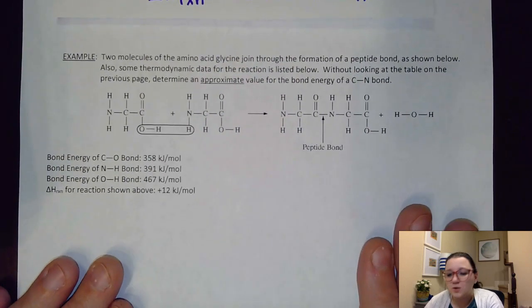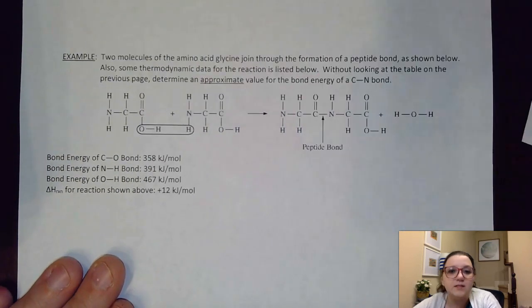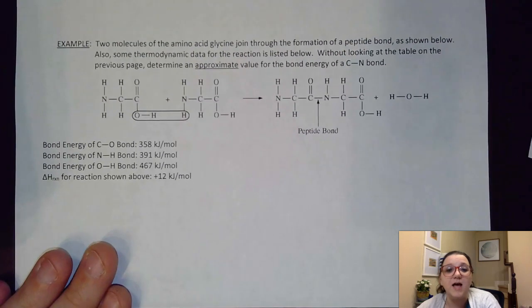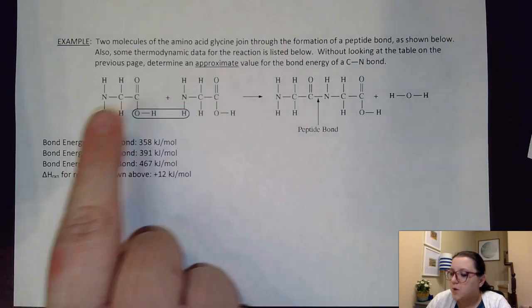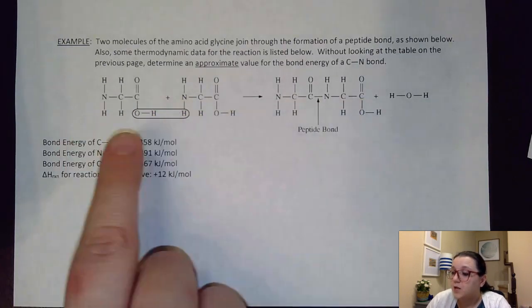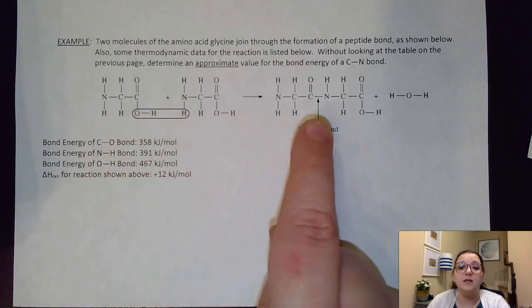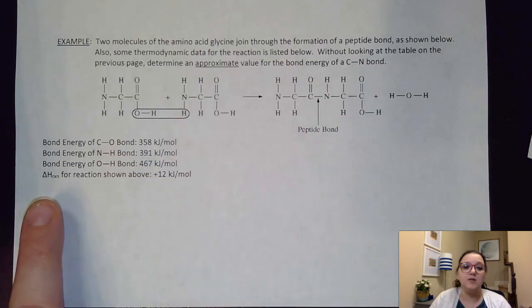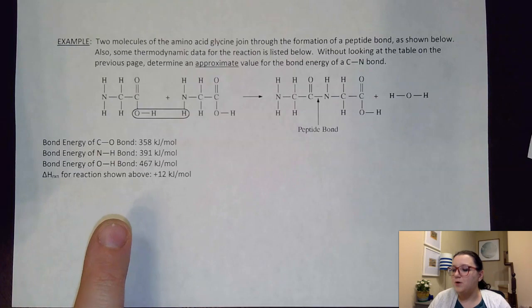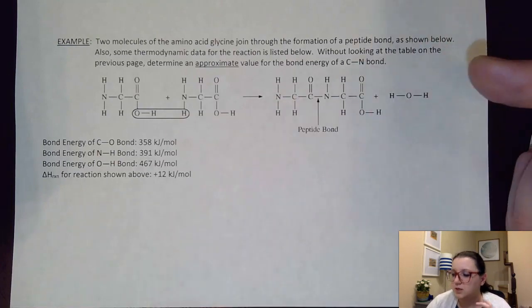This one's a little bit different because on this one, what they want us to do is to actually approximate a bond energy value. So they give me some process that's happening here. They give me some reactants and a product that I'm trying to make. They give me some of the bond energies, and then they give me the delta H of the overall reaction.